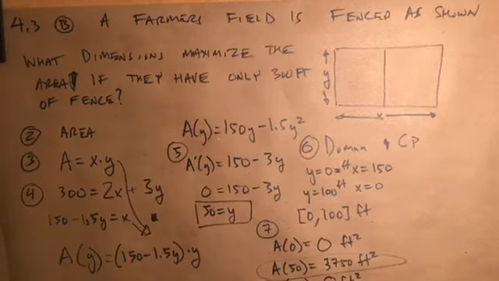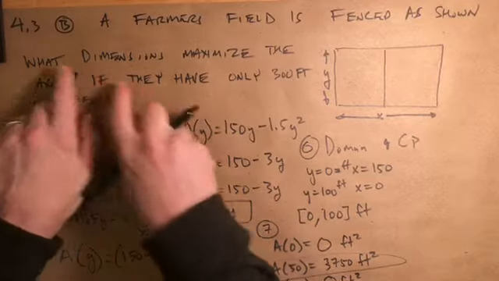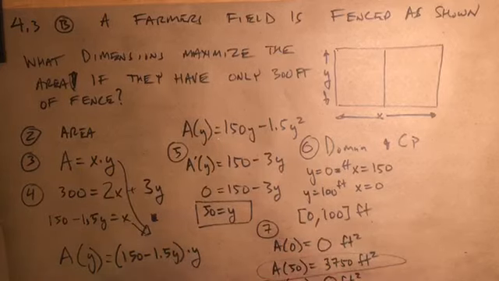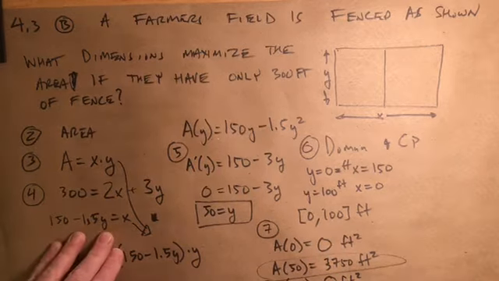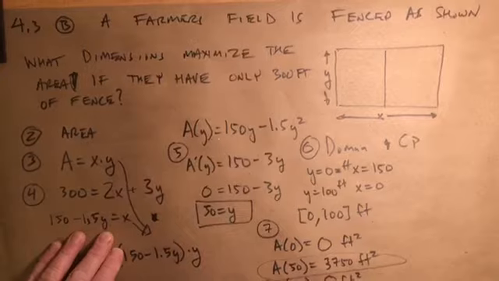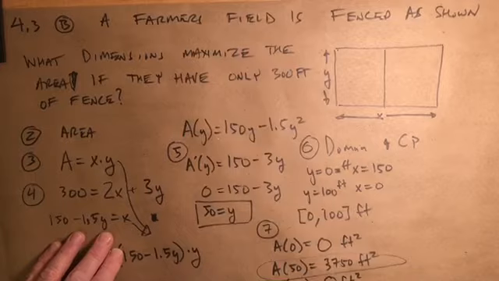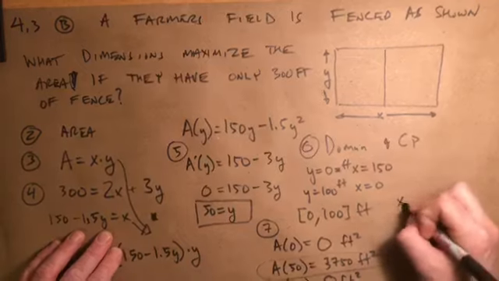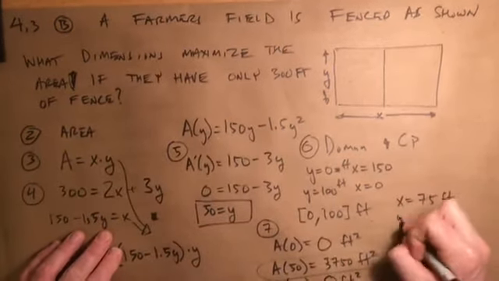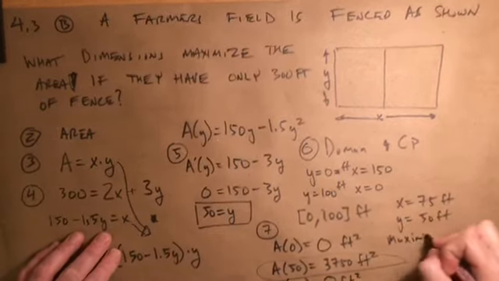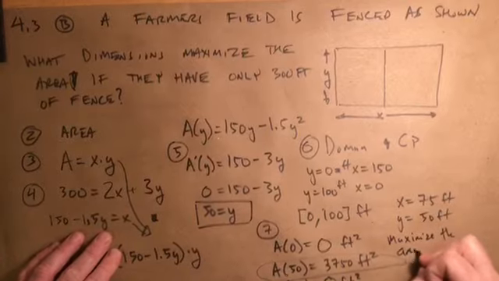Now, the one thing we haven't done is we haven't really answered the question. They wanted to know what dimensions maximize the area. We have the maximum area. We have the y dimension, which is 50. How do I get the x dimension? Oh, I can plug it back into my constraint equation. So 150 minus 1.5 times 50 equals x. And it turns out that x is equal to 75. And we're done. When x is 75 feet and when y is 50 feet, we maximize the area of the field.